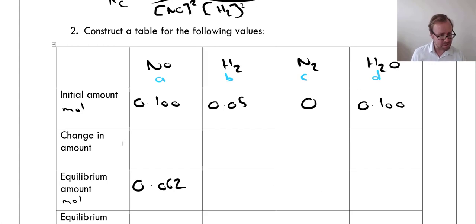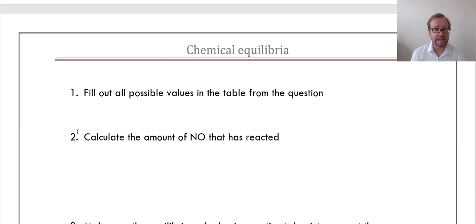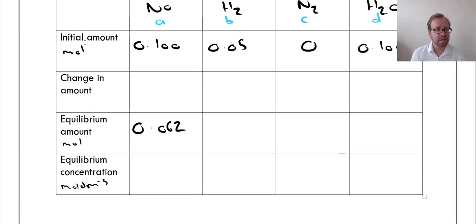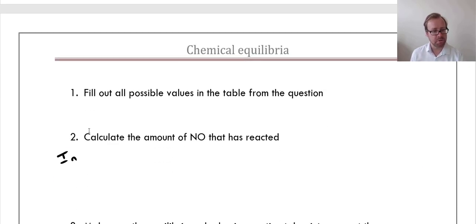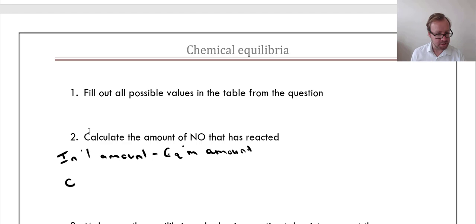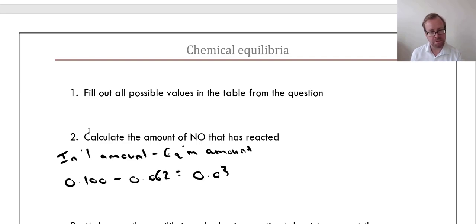Therefore, to work out the amount of NO that has reacted, I need to take my initial amount minus my equilibrium amount, which is 0.100 minus 0.062, which gives me a value of 0.038 moles of reacted NO. Hopefully that makes sense so far.